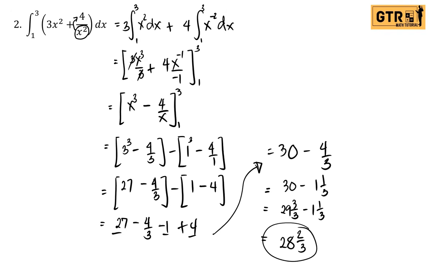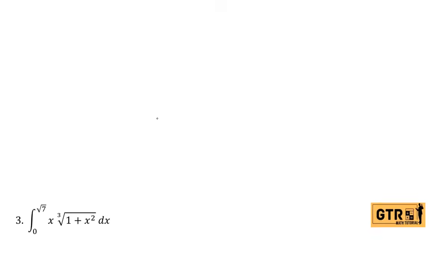Or you can solve this using the butterfly method. Just cross multiply: 30 times 3 is equal to 90, minus 4 over 3, if you want the answer in improper fraction. So we have 90 minus 4, that is equal to 86 over 3. That's the same, 28 and 2/3 or 86 over 3. Okay, next, number 3.